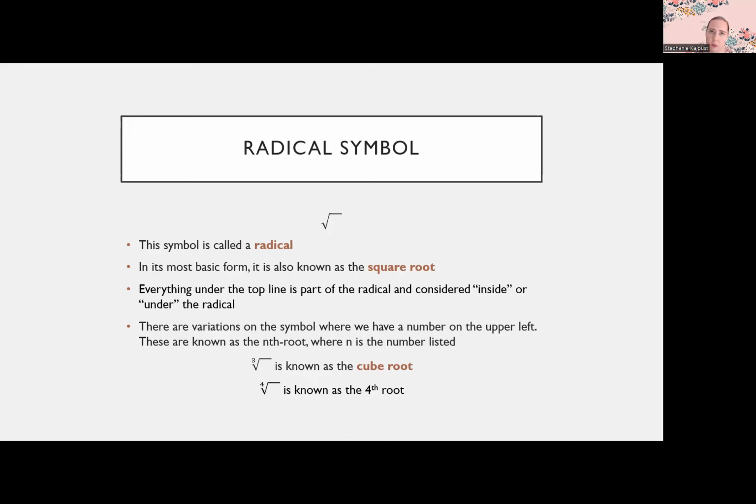If there's a 3 above the V, that's a cube root. If it's 4, it's a fourth root. You can have any number of roots. These are not exponents on it. These are different. It's part of the symbol.